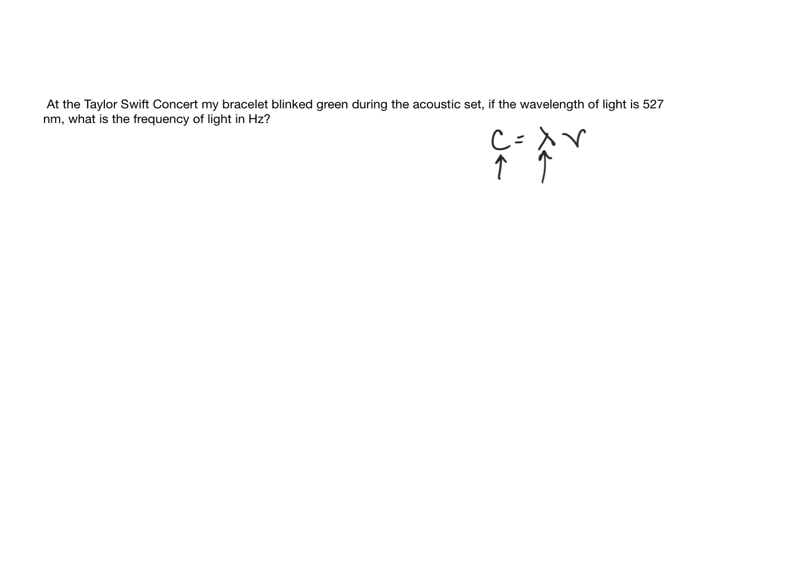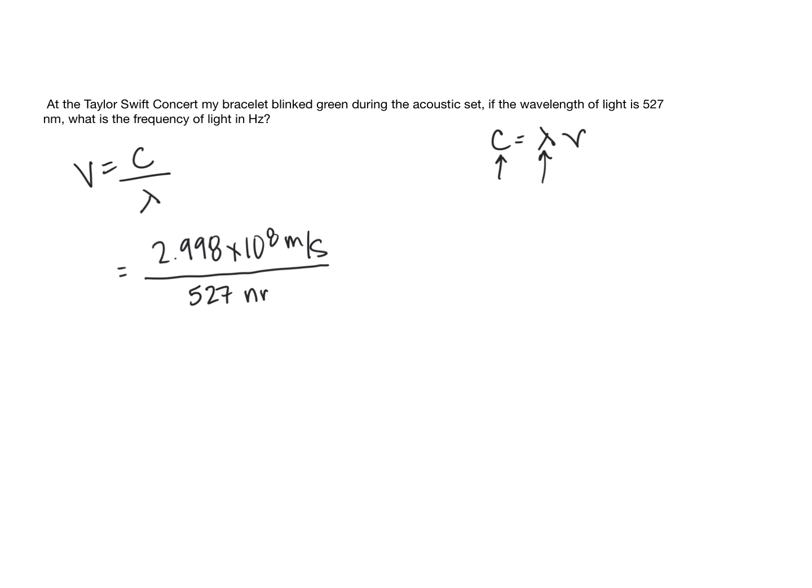So in this case, nu is equal to c over lambda, and c is 2.998 times 10 to the 8th meters per second. We're going to divide that by our 527 nanometers. Now, we need to remember that meters and nanometers are different versions of the same unit. So there is 1 times 10 to the 9th nanometers in 1 meter.